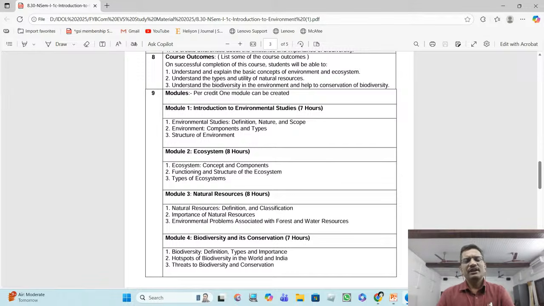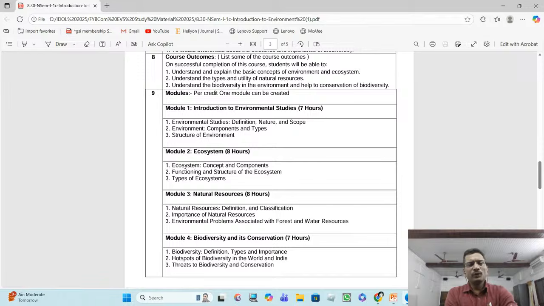And lastly, we will be discussing the structure of environment. Now, the whole system of environment includes different components, and these components are structured in an appropriate manner, leading to the development of environmental system. I will explain you in detail when we start with the first module in an elaborative manner.